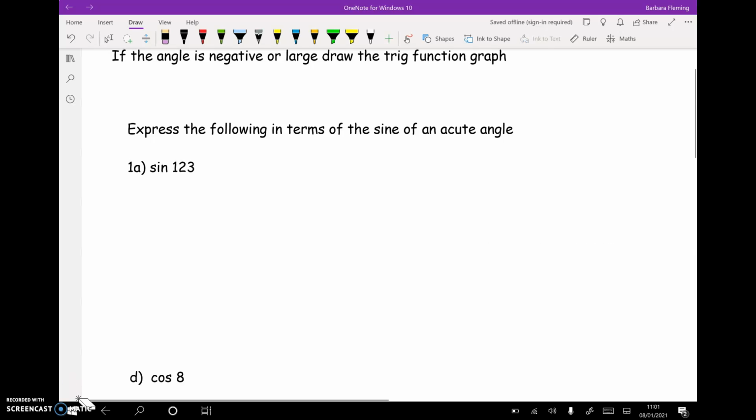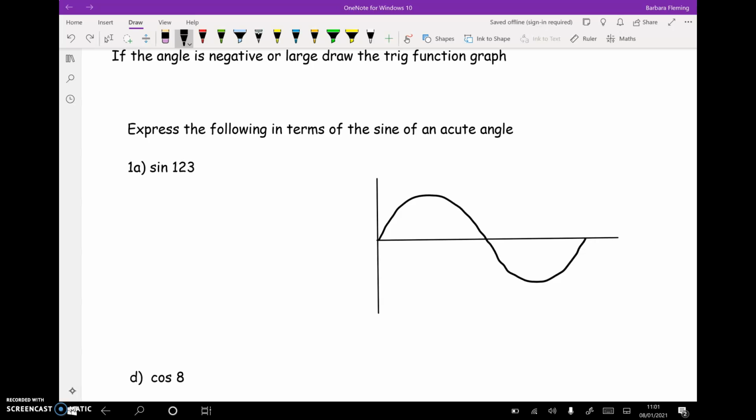And our sine graph starts at 0, goes up to 1, down to 0, and all the way around. And we know that that's 180 in the middle and that's 360 at the end. So the x-axis, those are your angles, so the numbers following sine, cos, or tan.